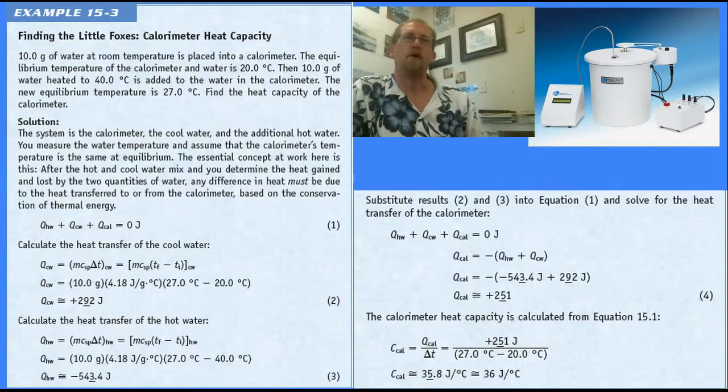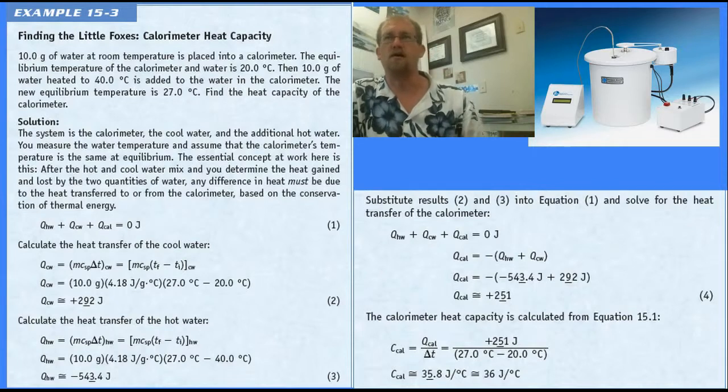Then 10 grams of water is heated to 40 degrees Celsius and added to the water in the calorimeter. The new equilibrium temperature is 27 degrees Celsius. Find the heat capacity of the calorimeter. So we have here the system is the calorimeter, the cool water, and the hot water. You measure the water temperature and assume the calorimeter's temperature is the same at equilibrium. So the temperature of the calorimeter and the temperature of the water at equilibrium is all the same.